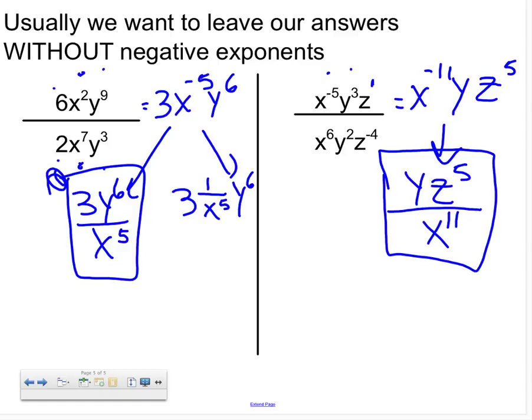So that's some more advanced exponent combinations for expressions.